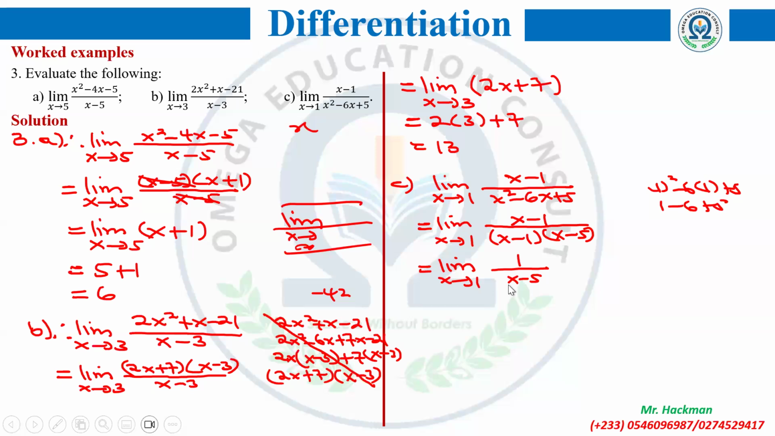If the x value assumes 1, you are going to get 1 minus 5. Is 1 minus 5 zero? No, sir. It will give you minus 4, which is not 0. So it means direct substitution is allowed. All correct? Yes, sir. So once direct substitution is allowed, my next step is to do direct substitution.